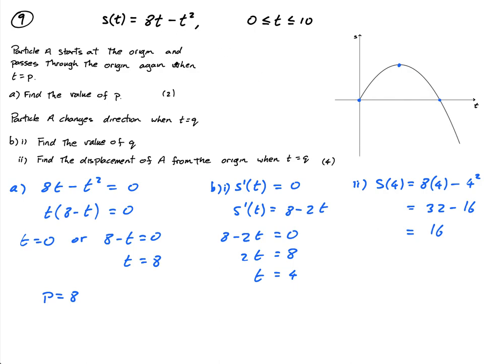Does it give me meters or anything like that? No. So S of 4, the displacement of A from the origin when t equals q, which is 4, S of 4 equals 16. And that's the answer. This is the answer for B part I, and this is the answer for part A. Okay, I'll do part C in the next video.